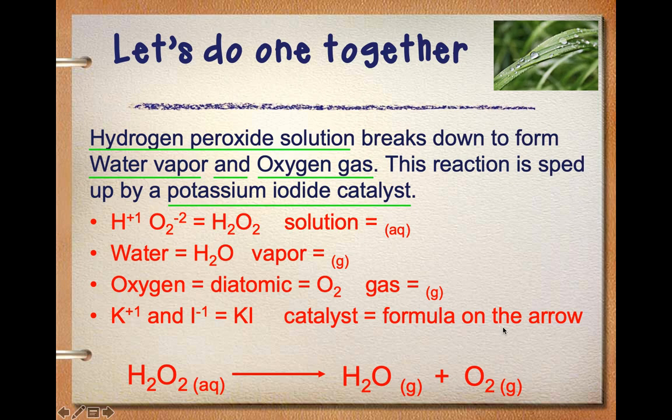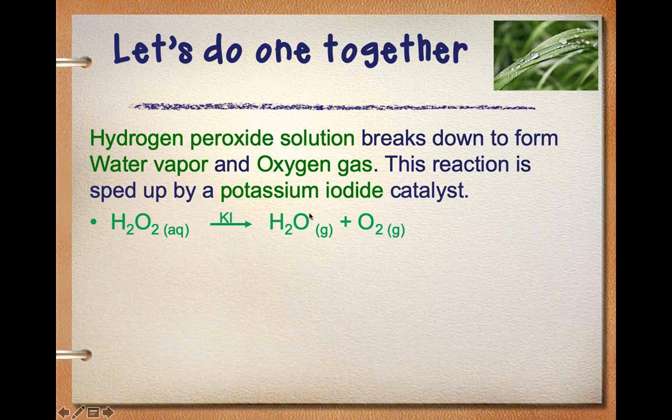Catalyst means you put the formula on the arrow, KI. So this big thing that we did represents these 2 sentences. Hydrogen peroxide solution breaks down to form water vapor and oxygen gas, sped up by a potassium iodide catalyst. All right, so this is what you already did.